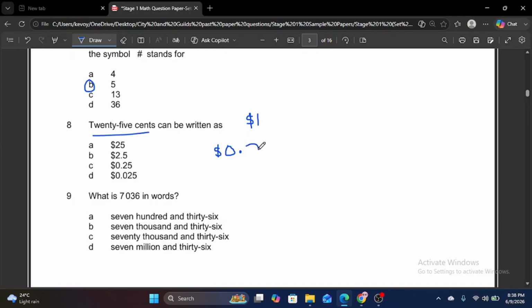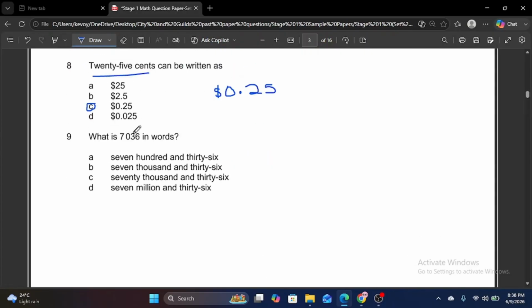So we want to find 25 cents. So it's gonna look just like this. 2, 5. So this right here is 25 cents because it is less than a dollar. This is no dollar, $0. But we have 25 cents. So this is less than a dollar. Alright? So that's how you would write your cents. So that's gonna be 0.25. And yes, there are students who don't know about cents. I've seen it.